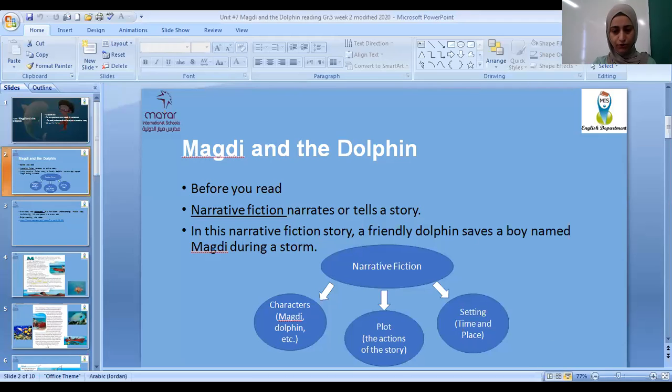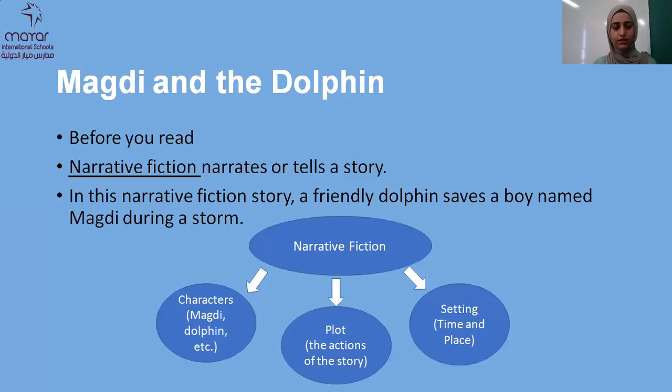Okay, as I told you earlier, today's lesson is going to be a reading lesson. The title of our lesson for today is Magdi and the Dolphin. Now, as you know, each text belongs to a certain genre. And this text belongs to what kind of genre? Narrative fiction, which means a fictional story.